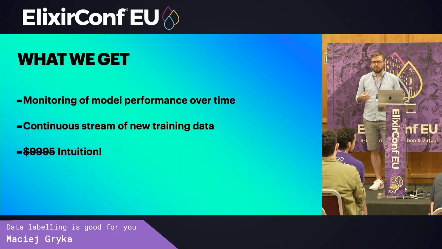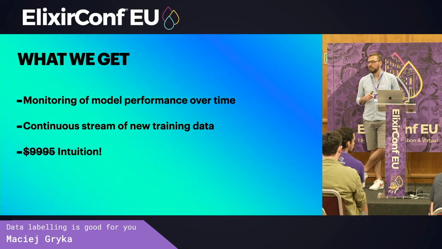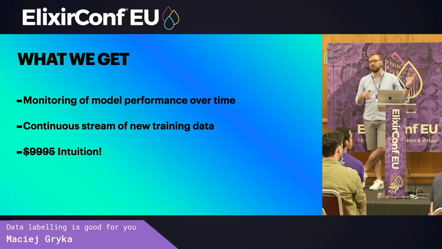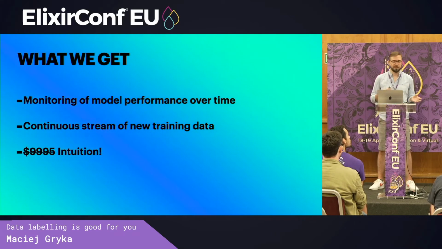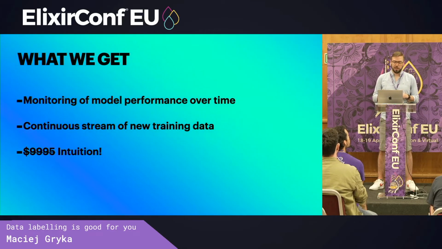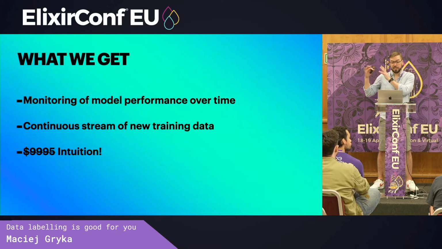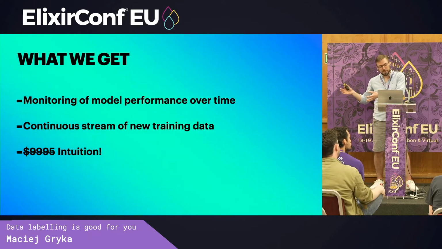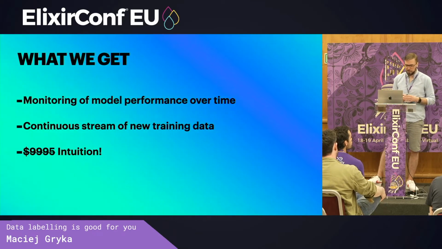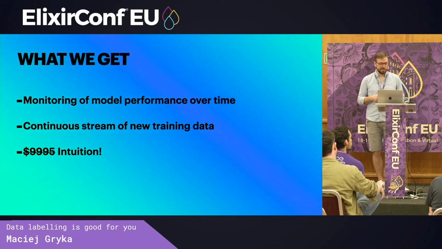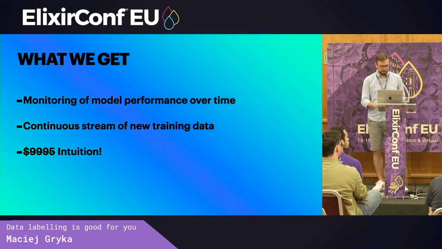We also get a stream of new training data. Things change over time, and we get new clients, or our clients update their tests, and we might get the kind of data that we haven't seen before. So then we can get this label data from the human labelers and retrain a new model, and hopefully it will be better. Unfortunately, we don't get $10,000, but we get a lot of intuition from that.